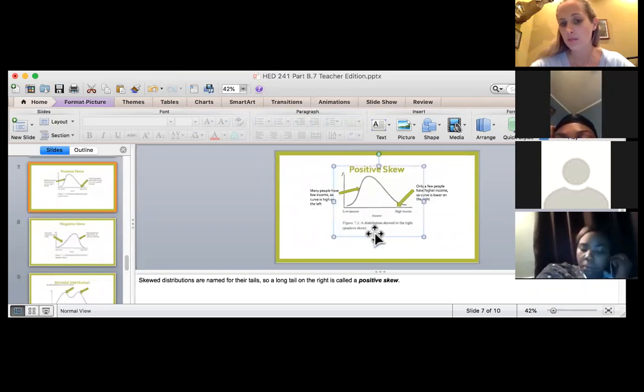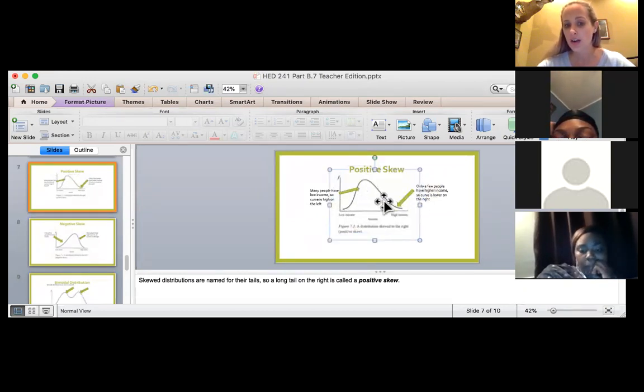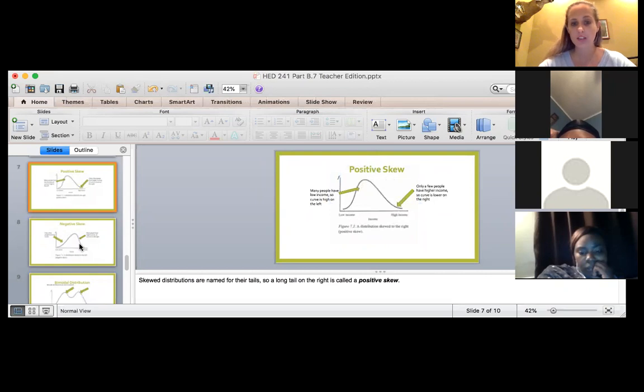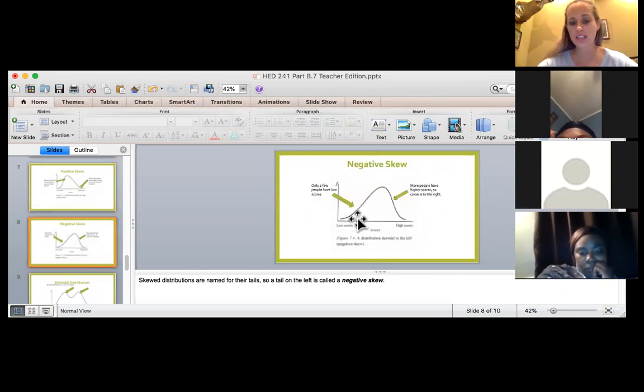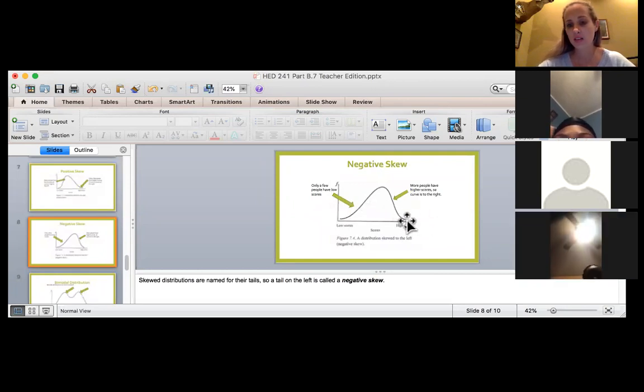Think of the income. This is the example that was in your textbook. Many people have the low income, so the curve is high on the left, the low numbers. Only a few people have a higher income. So that's normal. That's how income is in the US. So let's look at the negative. So these are the low scores. Only a few people have the low scores. Many people have higher scores. So when it's leaning towards the high end, that's what you want to see.